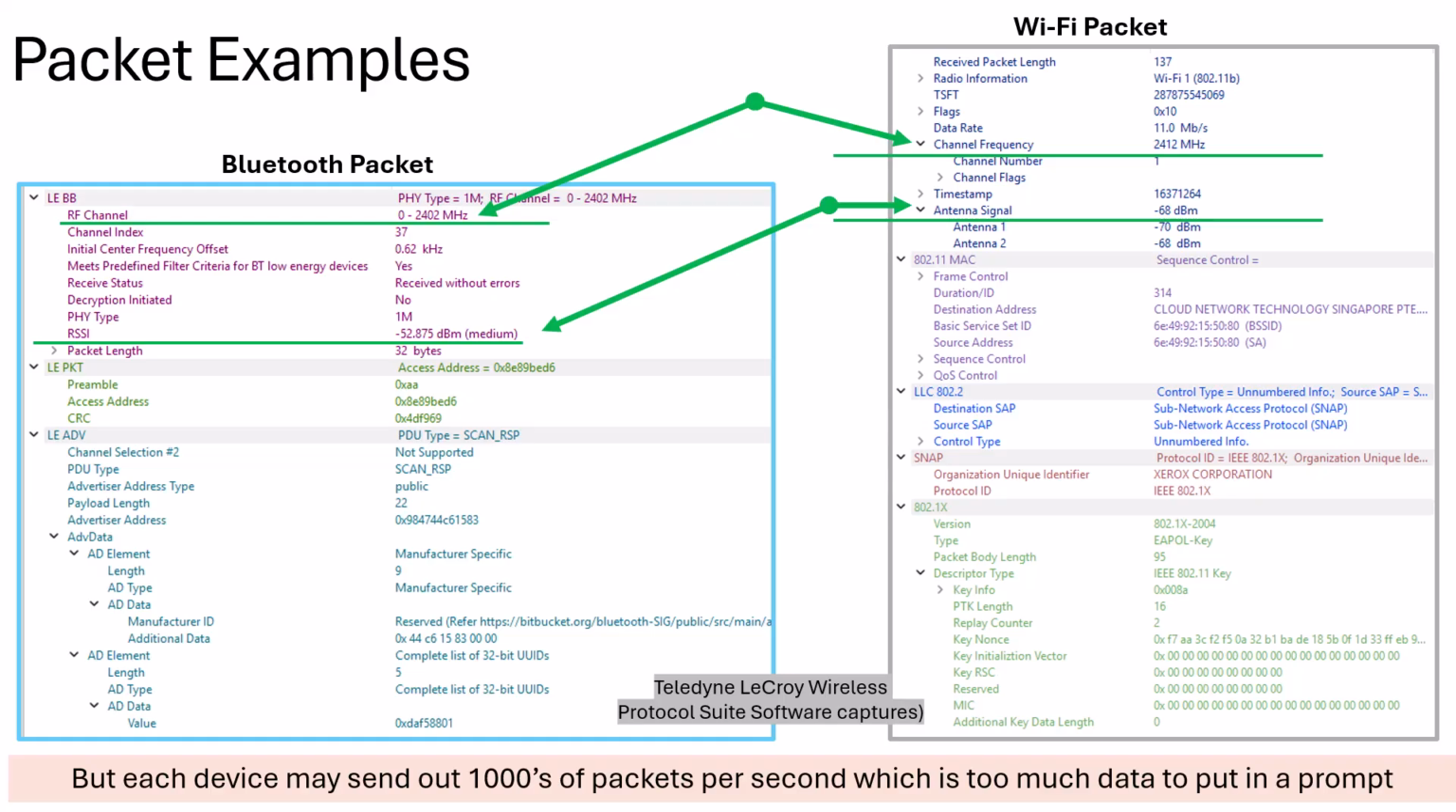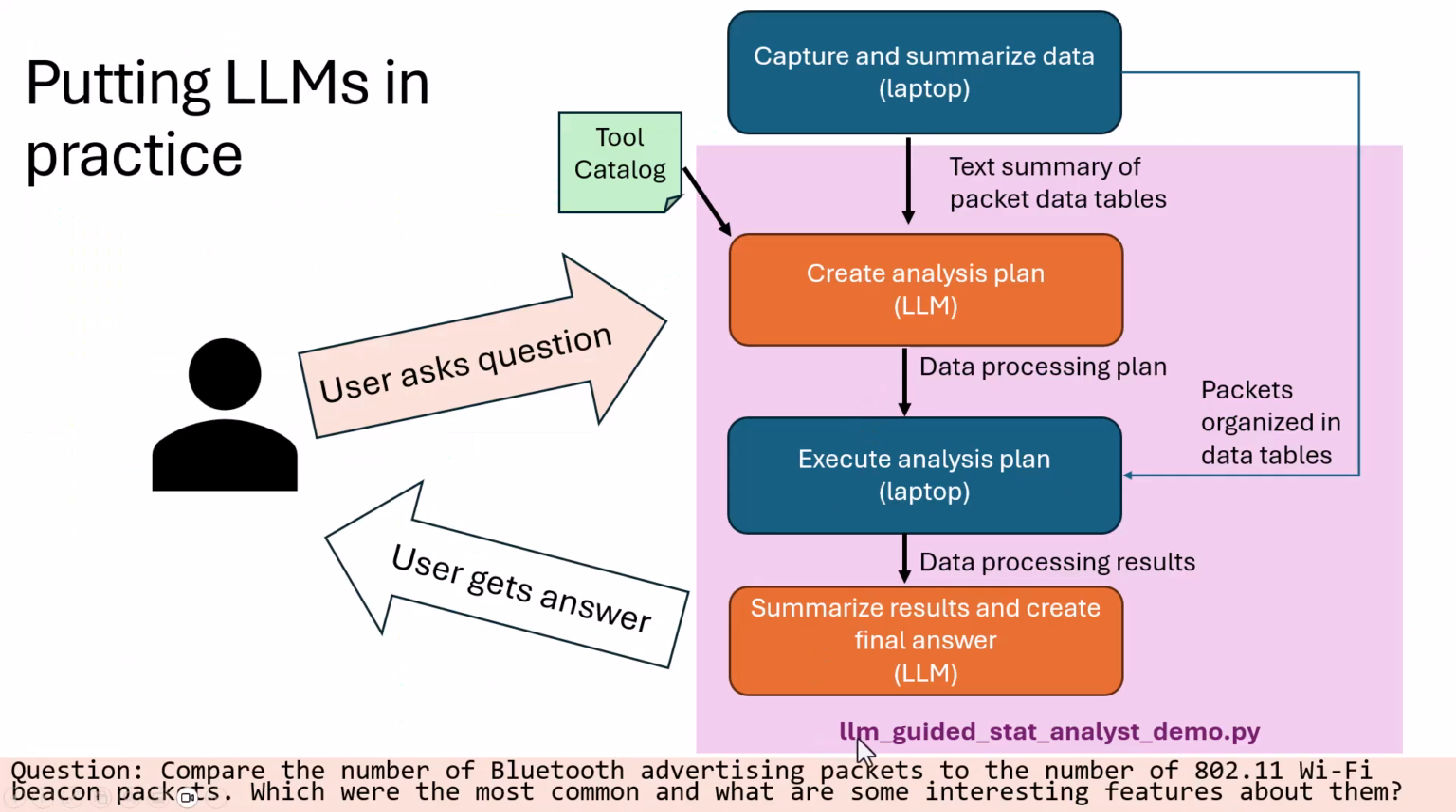So while a large language model would be great for analyzing these, you can't just stuff all of the packet data into the prompt, because you're talking hundreds of thousands to millions of packets, which would exceed the size of even the very large prompts. So what's another way to deal with this? And this is what the LLM guided stat analysis demo script is an example of: how to get around this issue of having to analyze large amounts of packets.